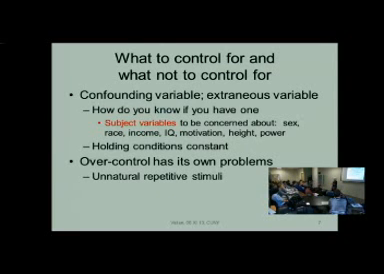So what requires an operational definition? We've gone through this. What to control for and what not to control for.